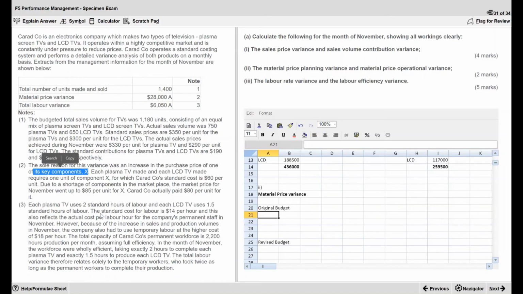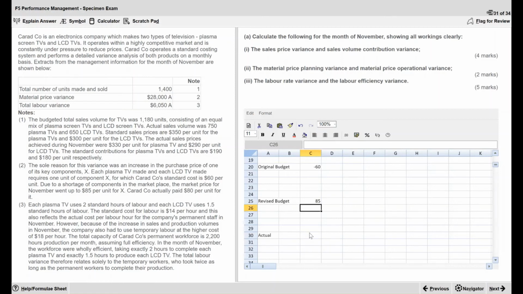So that seems to be the original price. Due to shortage of components in the market, the price for November went up to 85 per unit for X. Caratco actually paid 80 per unit. So I'll write here in bracket, this is our original price, this is our revised price, and then our actual price. So let's look at plasma, LCD, because both of them use different quantity of material.